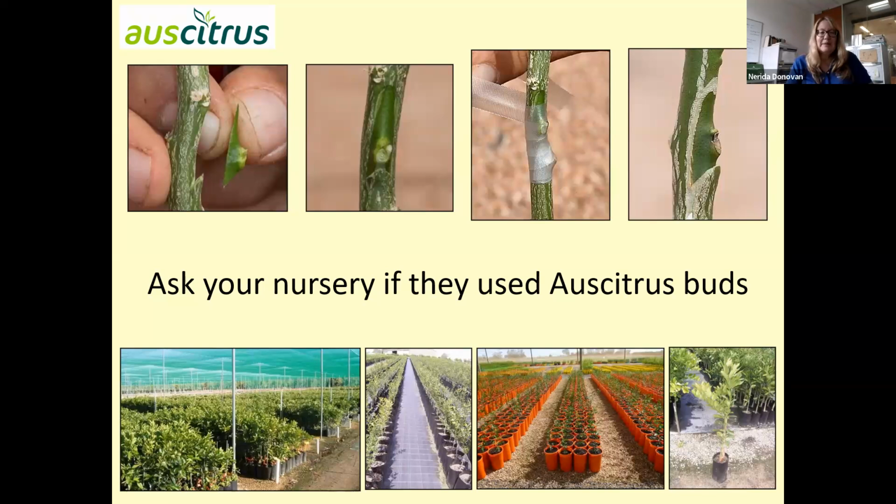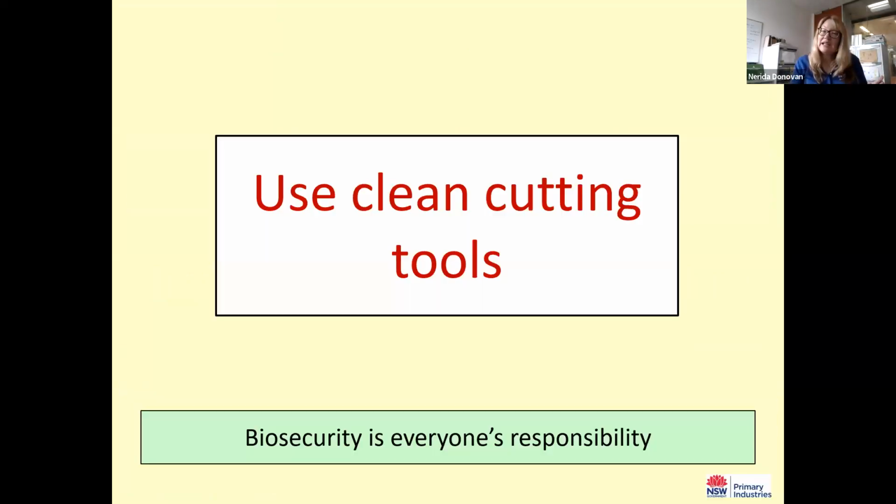And it's not mandatory to use those citrus buds in Australia, but every country that has gotten HLB very quickly makes their budwood scheme mandatory. But if growers and the community ask the nurseries, have you used Oz citrus buds, it will force the nurseries to buy Oz citrus buds, to invest in that, and we'll be flooding the country with healthy citrus. Use clean cutting tools.